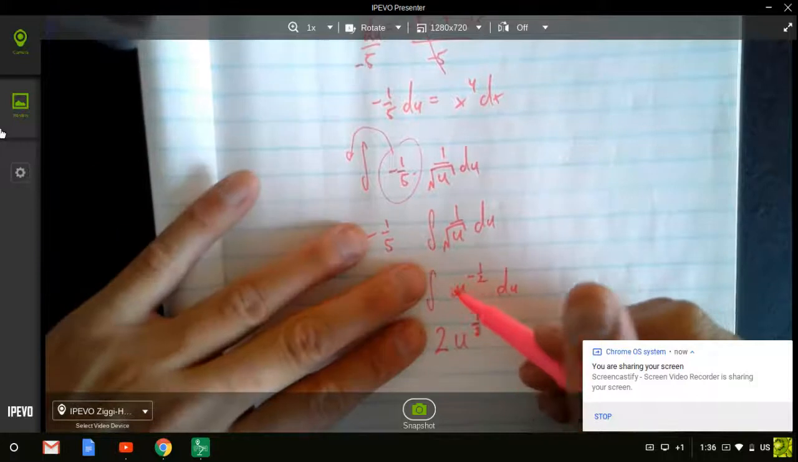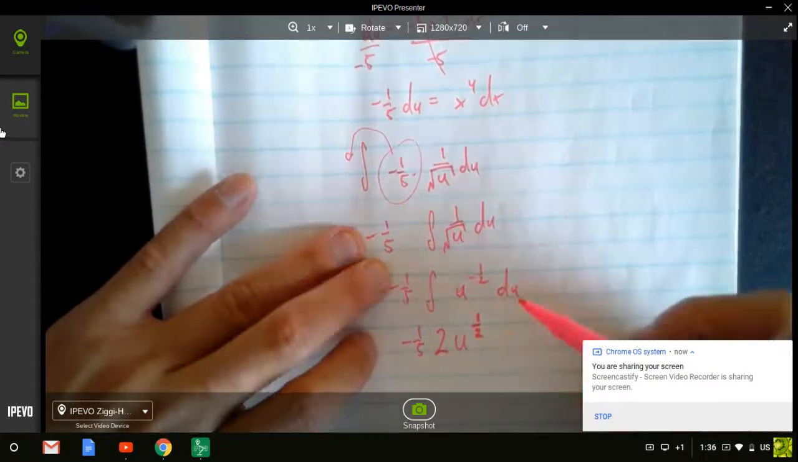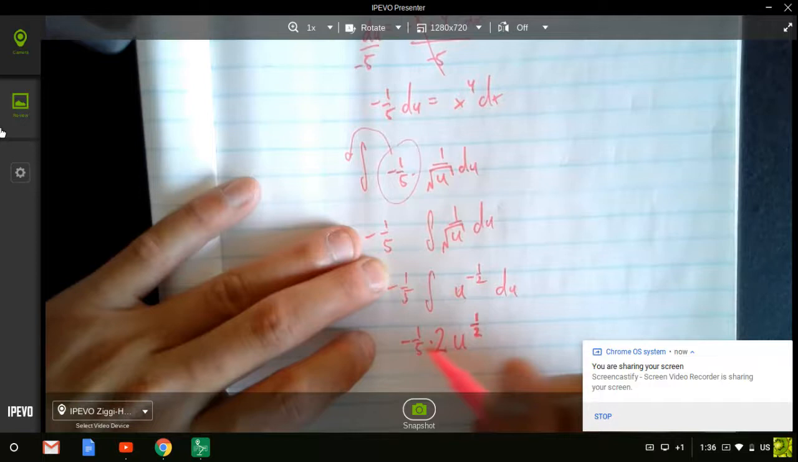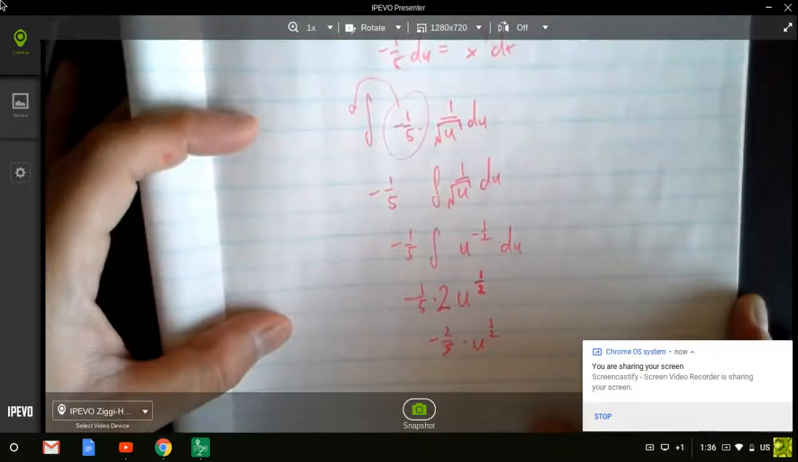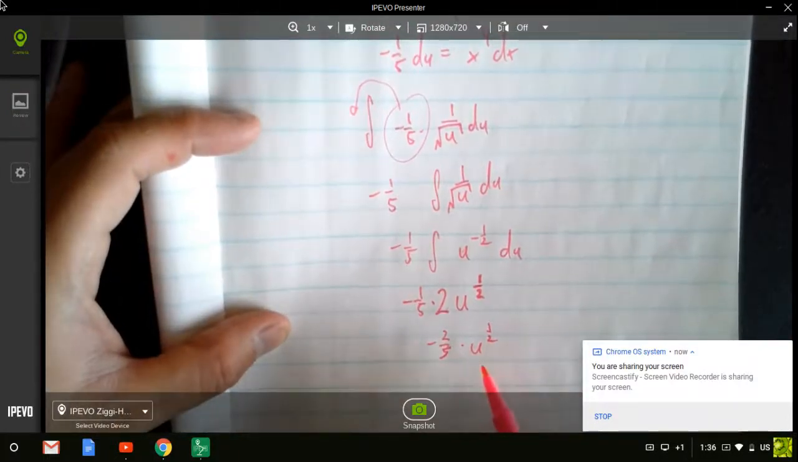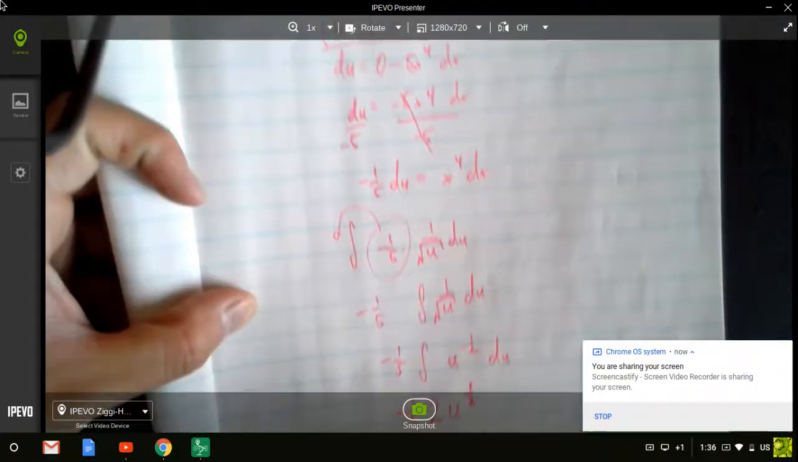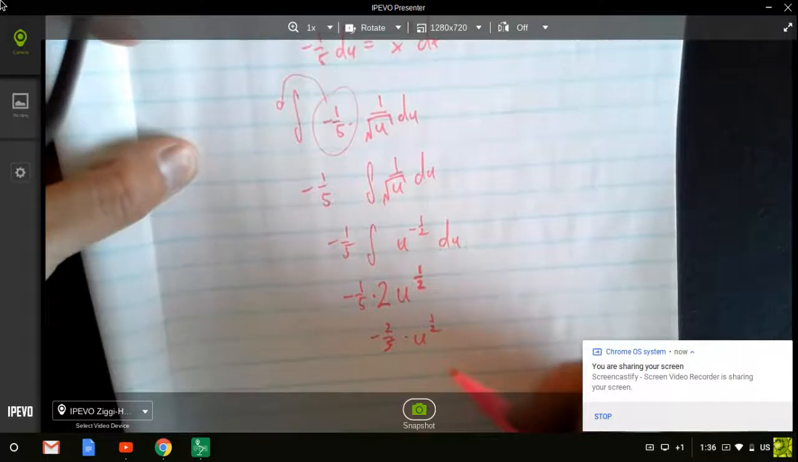And let's multiply negative 1/5 times 2. That's negative 2/5 times u to the 1/2 power, okay? And that's it. That's all you can do at this point. That's as simple as it gets. And then now you're going to substitute in what our u originally was. So it's going to be negative 2 over 5, okay, times 1 minus x to the 5th power to the 1/2.